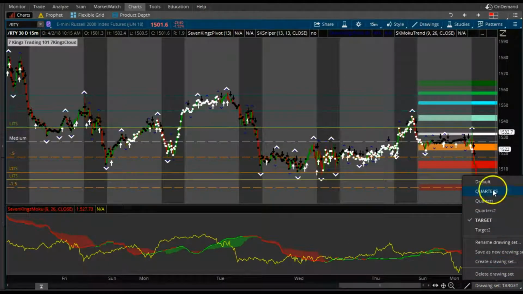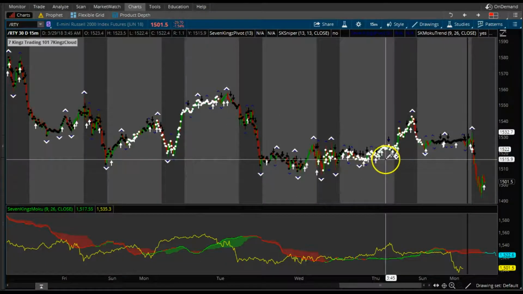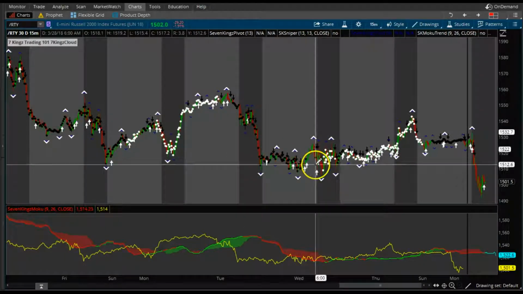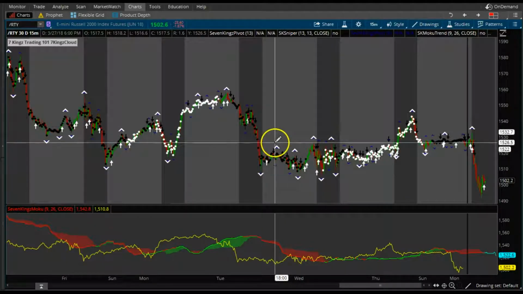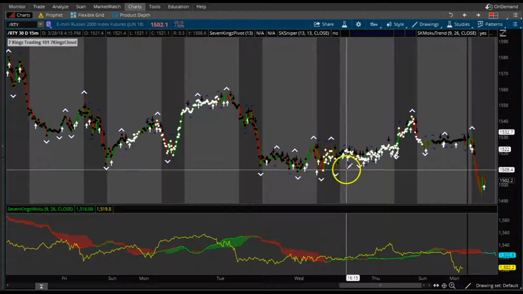And let me just take our targets off. These white and black dots: basically, white means buy, black means sell. And when you have the black dots, you're looking for the entry signals that match the dots to tell you when to get in the trade.